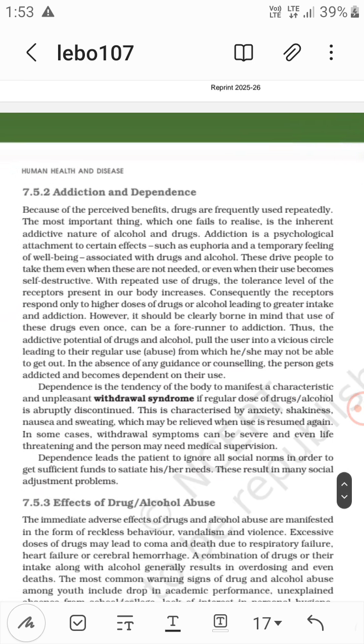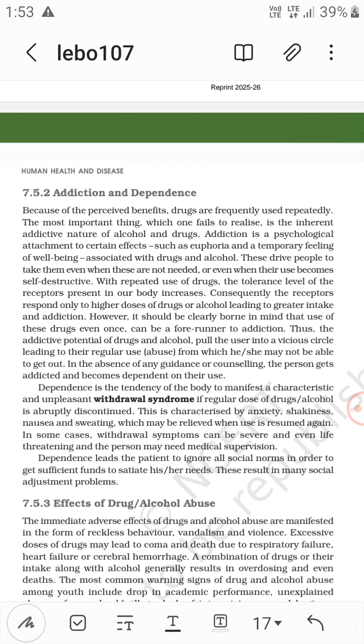So addiction and dependence. Because of the perceived benefits, drugs are frequently and repeatedly used. The most important thing which one fails to realize is the inherent addictive nature of alcohol and drugs.